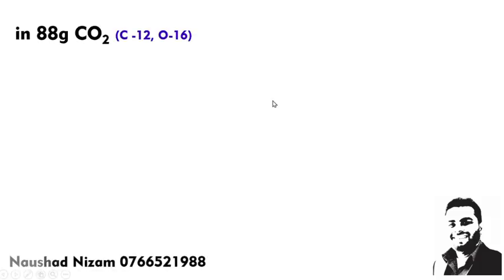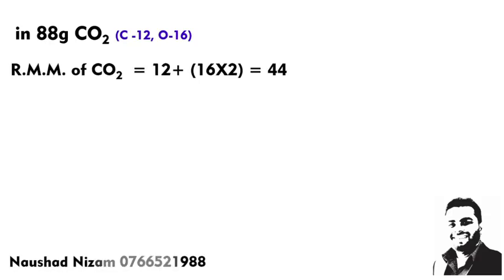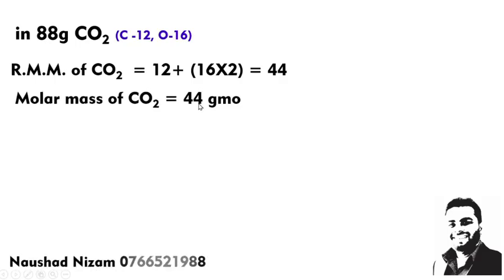Now, this is not an atom, this is a molecule. In one molecule of carbon dioxide, you have one carbon and 2 oxygen atoms. First step, since it is a molecule, find the relative molecular mass. We have done this: 44. And this is the molar mass.